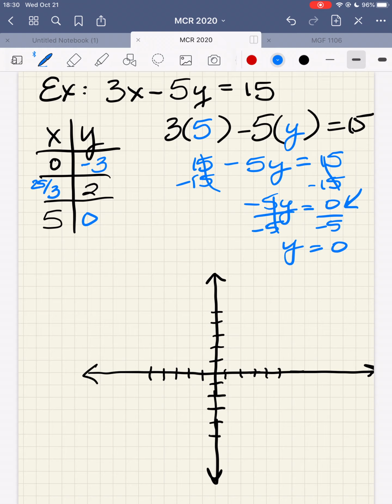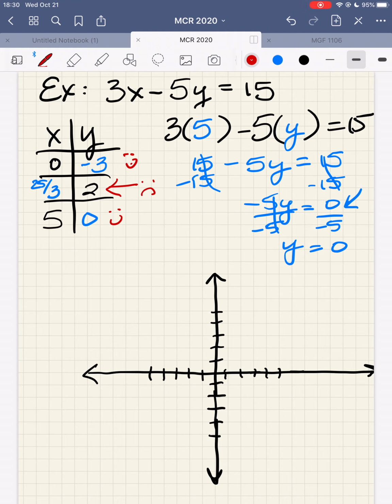All right, now I want to graph this. Now, it's nice to have 3 points to graph a line. But in this case, this second one here has a fraction, and I am not happy with that. I don't want to graph that. So I'm going to graph my first and third numbers because they have whole numbers, because that makes me happy.